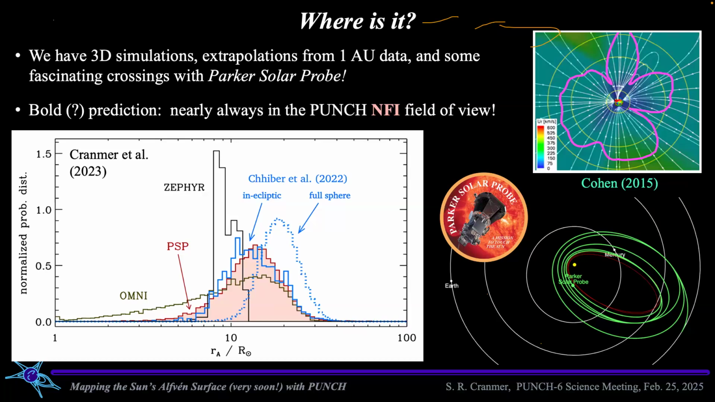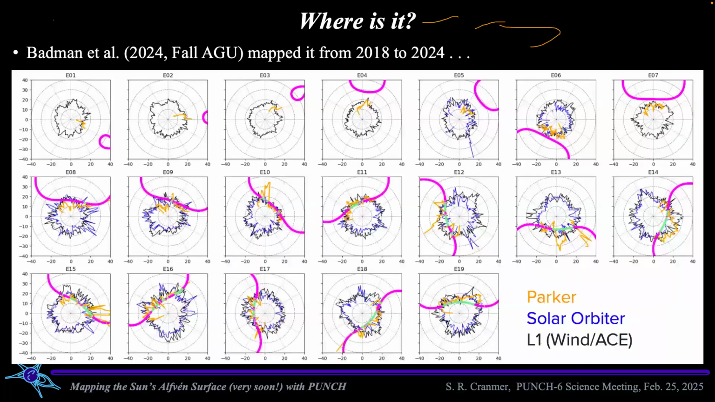And we think it's even more complicated than that. In fact, I've got combinations of simulations and measurements from Parker Solar Probe from Sam Badman's Fall AGU poster that shows the first 19 encounters of Solar Probe with the Alfvén surface, and all the green regions that you start to see become more and more prevalent as PSP gets closer and closer are those places that are the sub-Alfvénic regions. So yeah, we've been starting to see it a lot more.